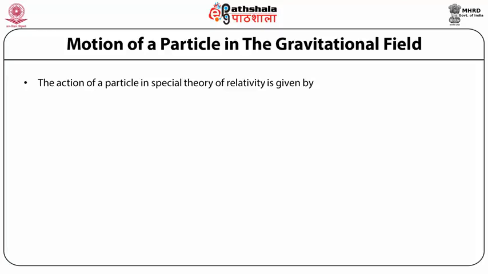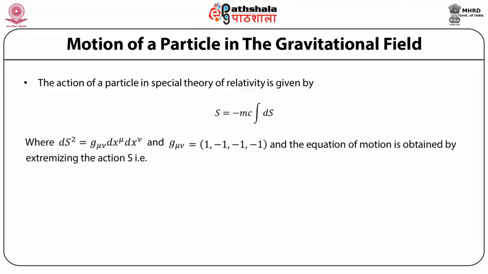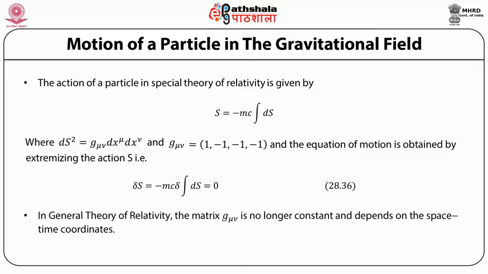The action of a particle in special theory of relativity is given by S is equal to minus mc into integral over ds, where ds square is equal to g mu nu into dx mu into dx nu, and g mu nu is equal to 1, minus 1, minus 1, minus 1. And the equation of motion is obtained by extremizing the action S, that is delta S is equal to minus mc delta into integral of ds equals 0. In general theory of relativity, the matrix g mu nu is no longer constant and depends on the space-time coordinates.